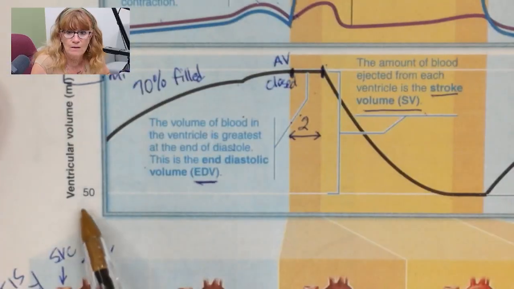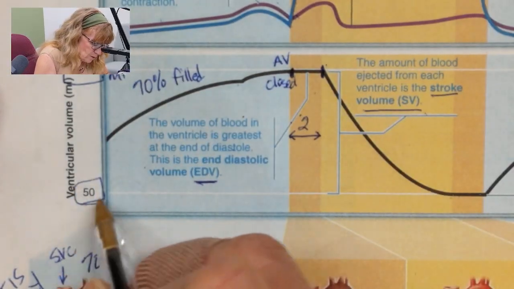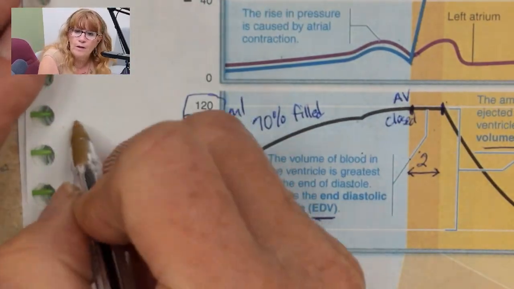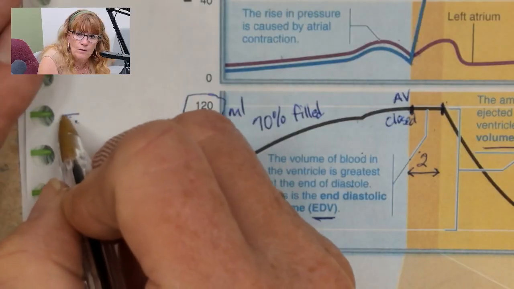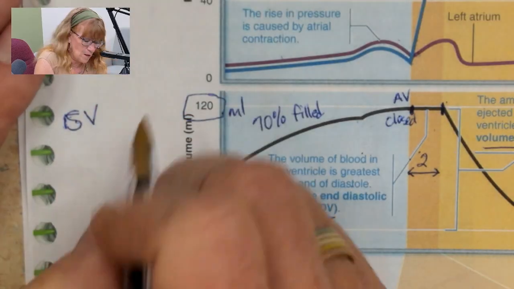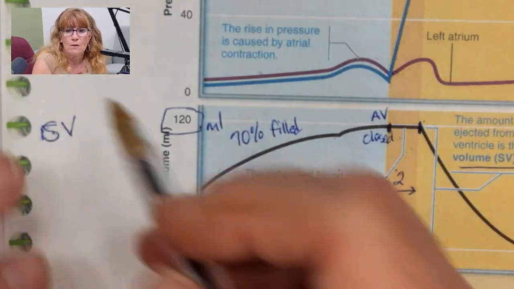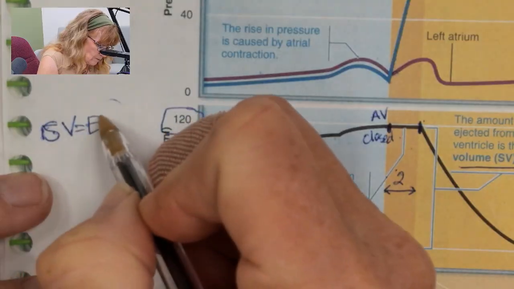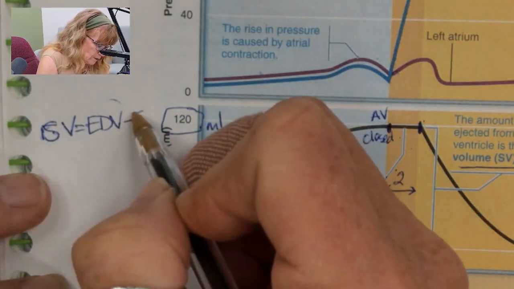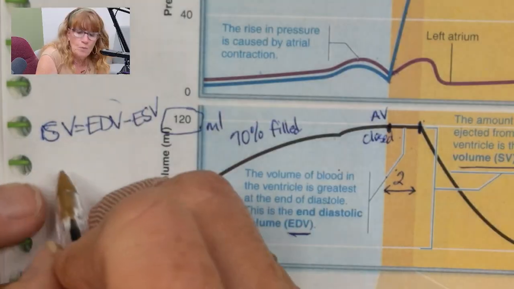Now, how much is that? It's 50 milliliters. So EDV, well, let's just go ahead and calculate it. So stroke volume is going to be the difference between what we started with and what we ended with. What we start with is EDV, and what we end with is ESV. So we put some numbers in here.